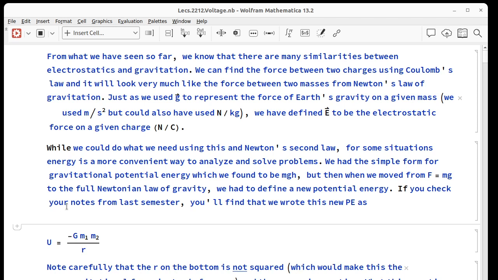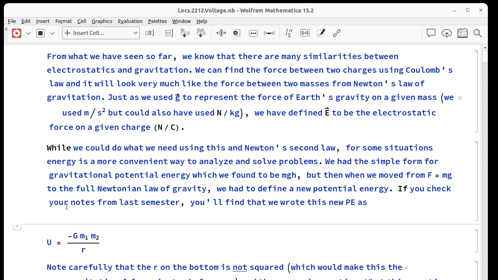What we've seen so far is the similarity between Coulomb's law for two charges and Newton's law of gravity for two masses. We know that the form of the attraction looks very similar for both of them. In the first semester, we used little g, and that represented the force of Earth's gravity on a given mass. We could have represented this in newtons per kilogram instead of meters per second squared. Either way would be okay.